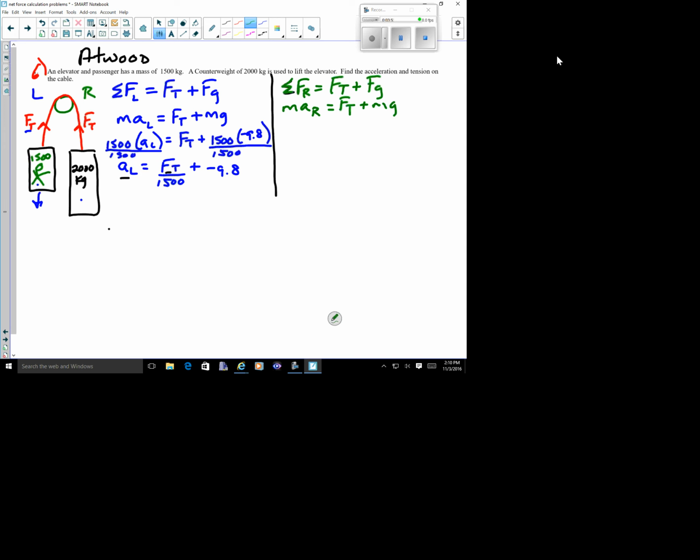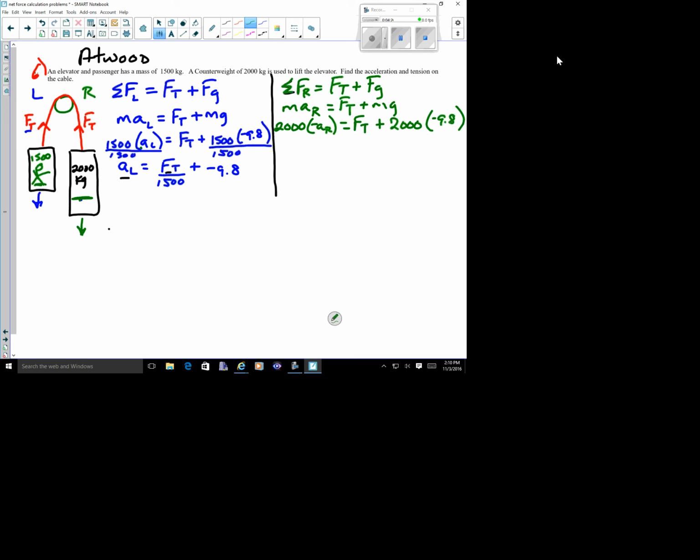On this side, though, I have 2,000. Now, I want you to watch what I do here with the acceleration on the right-hand side. Since this side over here is heavier, isn't this side going to go down, and this side over here, the 1,500 side, is going to go up? So I'm going to have a negative acceleration over here on the right-hand side, whereas on the left-hand side it was positive because it was going up. And then I'm going to put in my Ft plus, it's getting 2,000 for my mass. Gravity is negative 9.8.